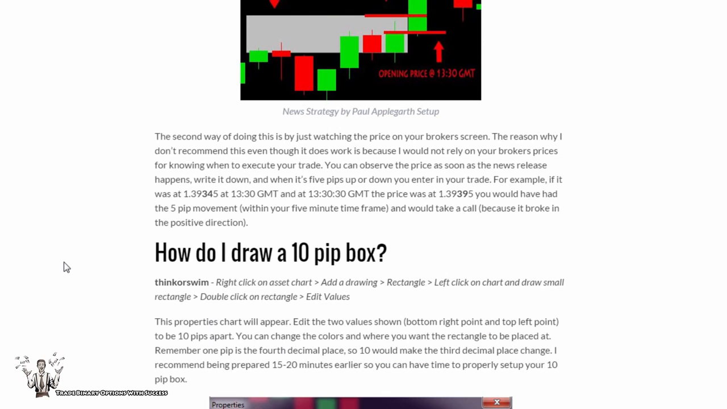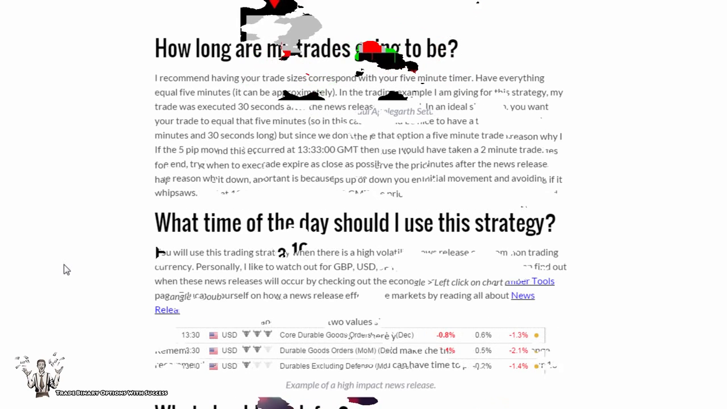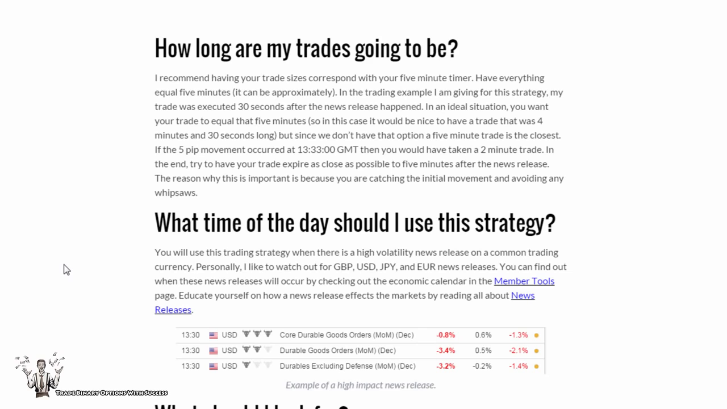Now the other alternative besides doing the box is actually watching your broker's screen. I don't recommend this because it's not very accurate. I personally recommend doing the 10-pip box if possible. Now, the trades are going to be anywhere from 30 seconds to 5 minutes. Wow, that does sound short, but it's very effective. Why? Because you get in when the initial movement is happening and you avoid the whipsaws.